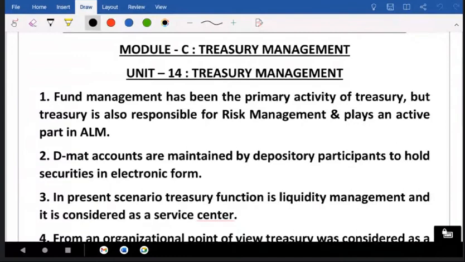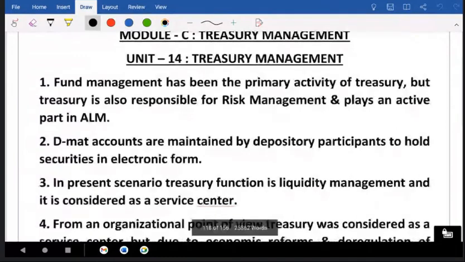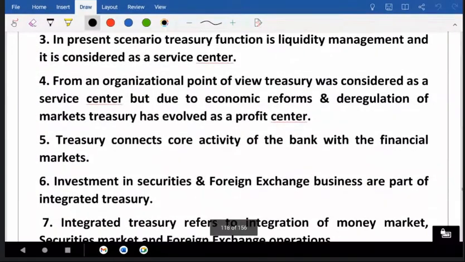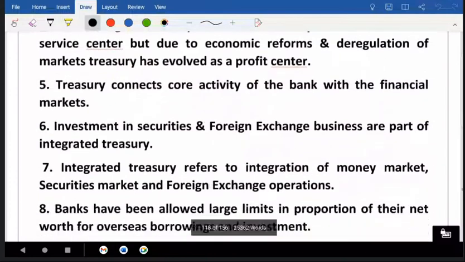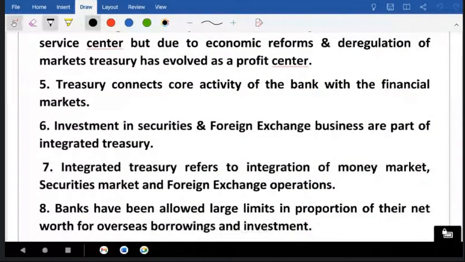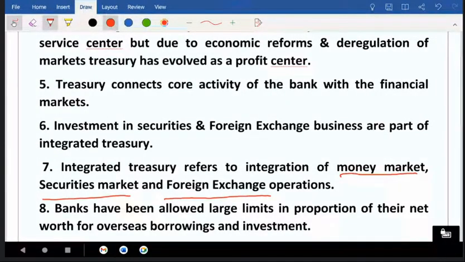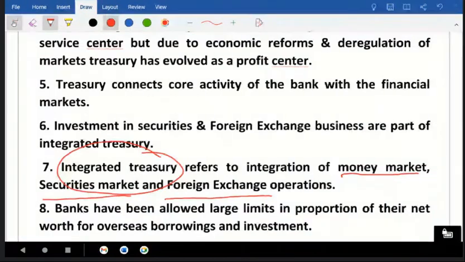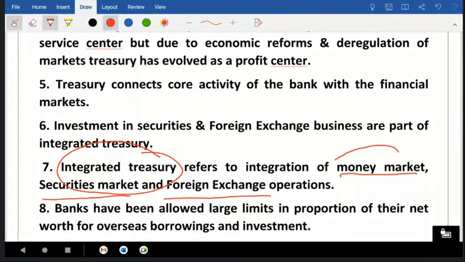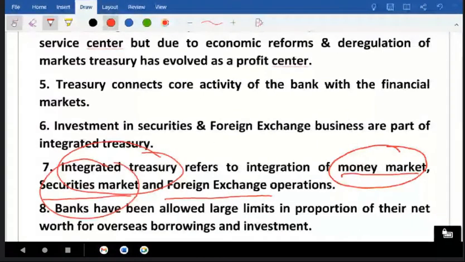And nowadays the concept of integrated treasury has also come into the picture. That means earlier there were three treasuries managing the money market, the security market and foreign exchange. Now all these treasuries have been merged, and almost all banks follow only one treasury, called integrated treasury. Earlier it was only fund management, but now they concentrate on the money market, the security market, and the foreign exchange market also.